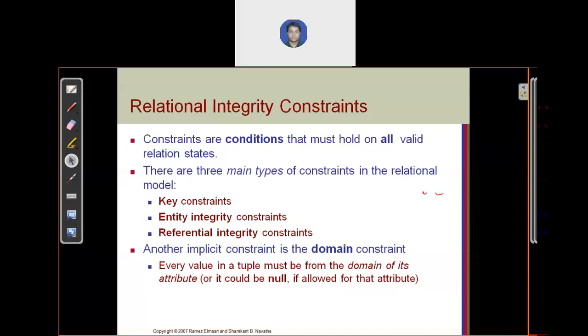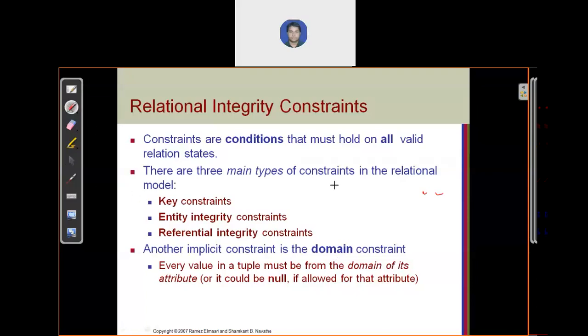And one more, not exactly a constraint, but we have to know about domain constraints. The domain constraint says that if we set some domain for any attribute, it must be followed. Suppose you set the roll number format to be like this. Then whenever you store the value of roll number, it must follow the domain you have set for that attribute. Again, I'm repeating.